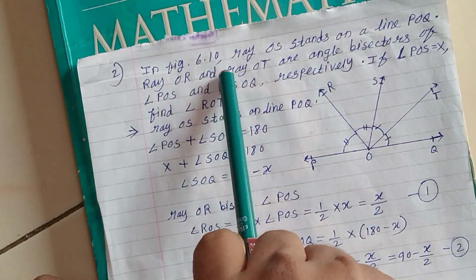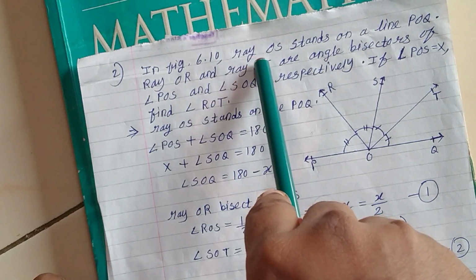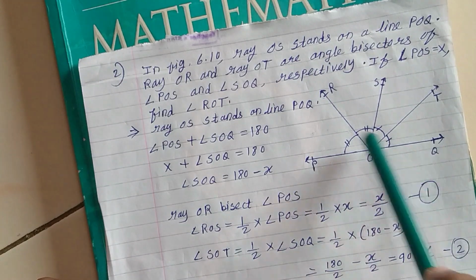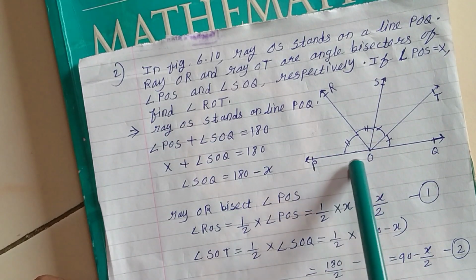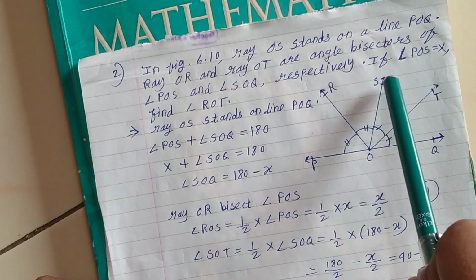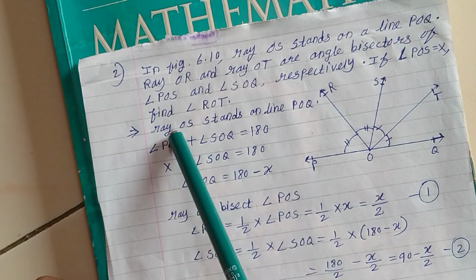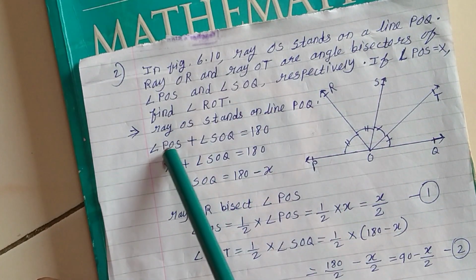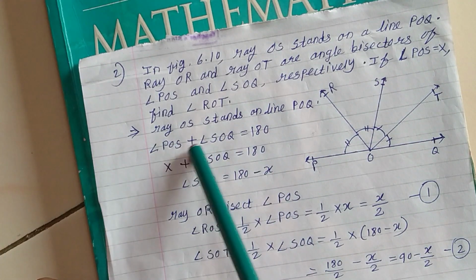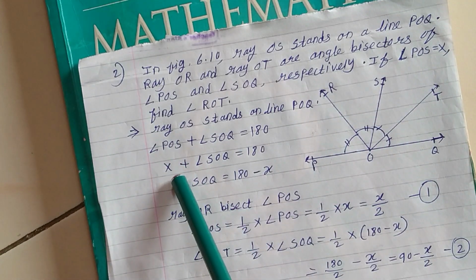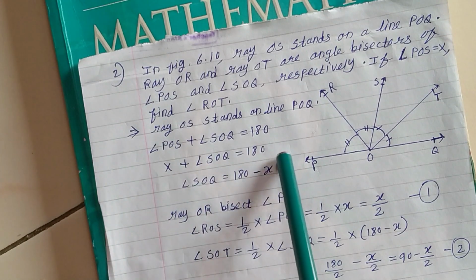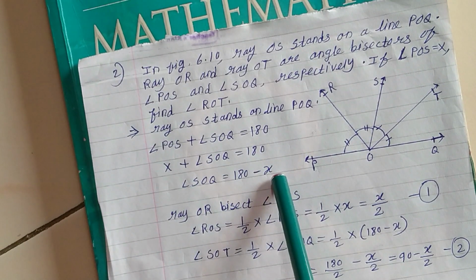Question second, in figure 6.10, ray OS stands on the line POQ. Since OS stands on POQ, I can write angle POS plus angle SOQ is equal to 180. But POS is x, so I have put x plus angle SOQ equal to 180. That is, angle SOQ will be, transposing x, 180 minus x.